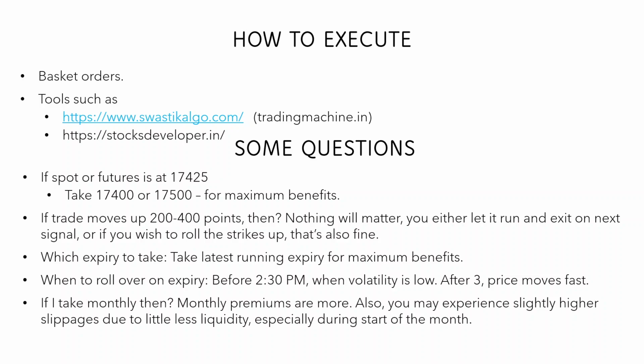Now what do we do? You don't have to do anything, right? Let it run because the returns on both the sides is absolutely different. You can wish to roll the strikes up. That's also fine. You can do whatever you want. You can roll it up. You can let it run. Exit on the next signal. Do whatever you want. It's not going to matter at all. But my suggestion is that try to keep as near at the money as possible for maximum benefits from a pricing perspective.